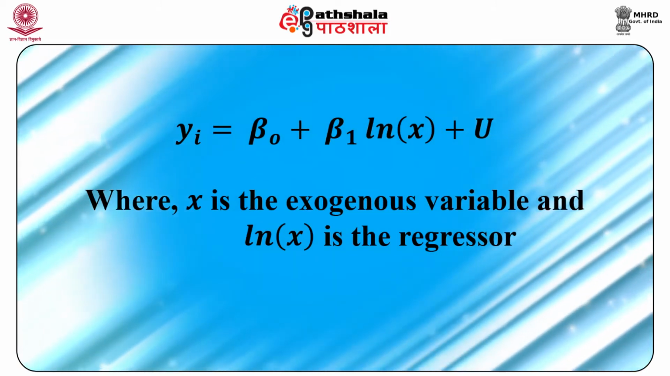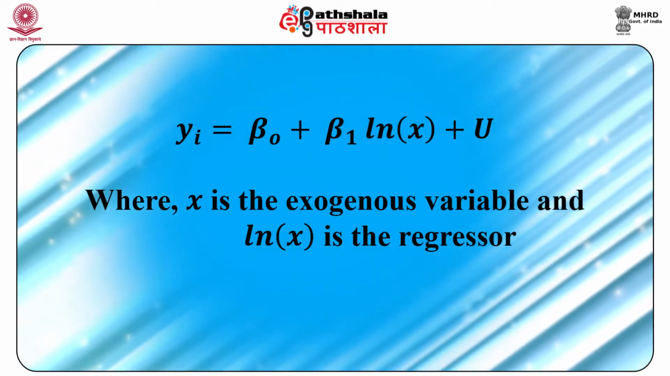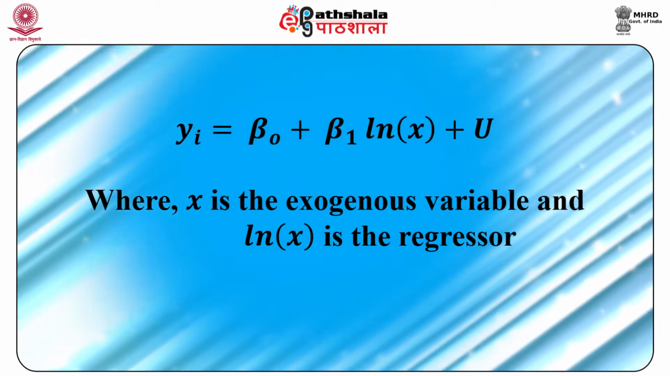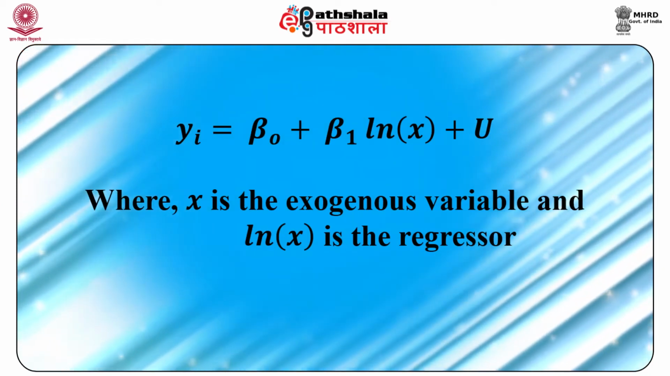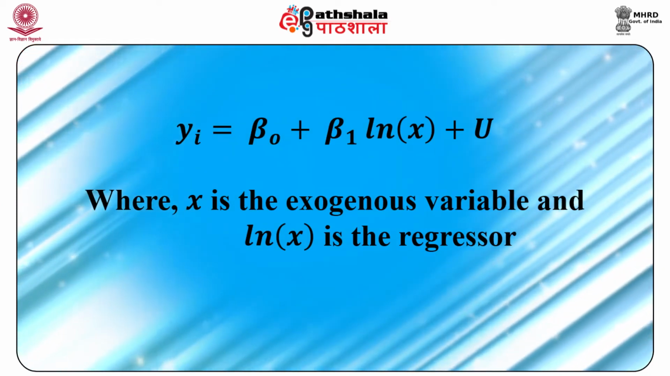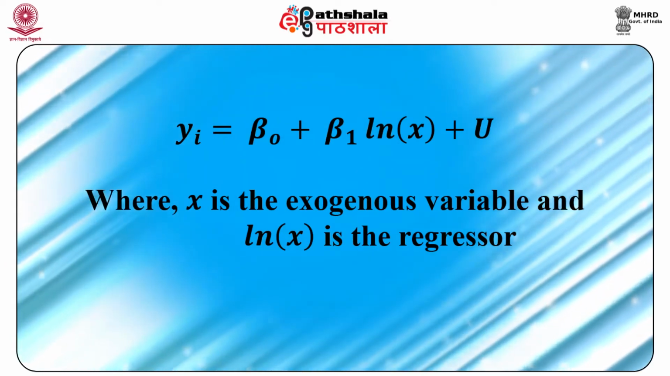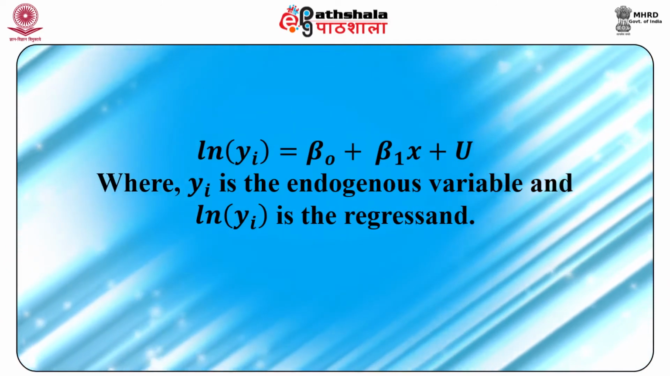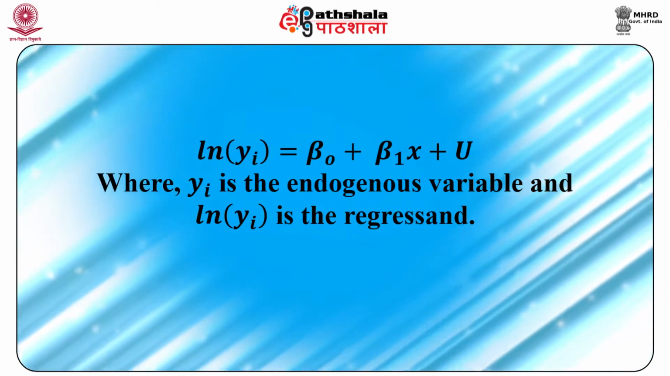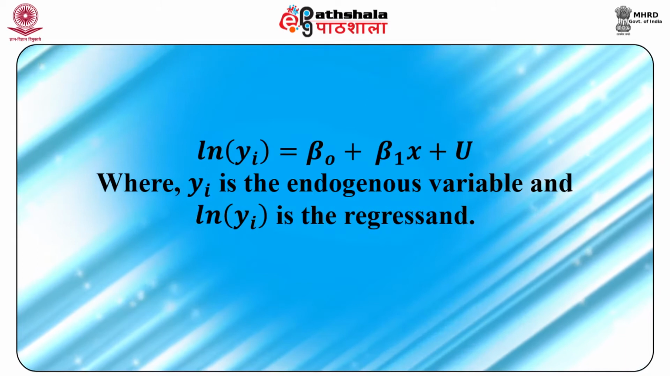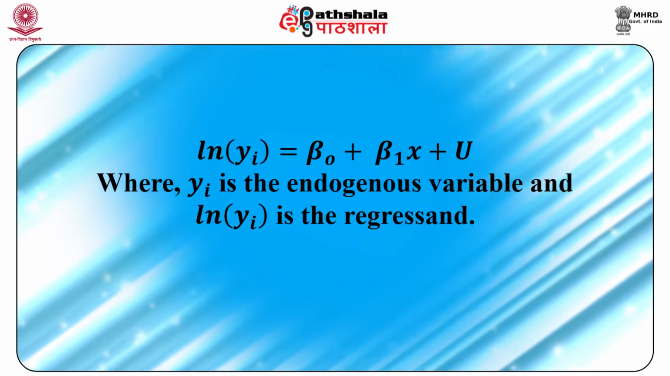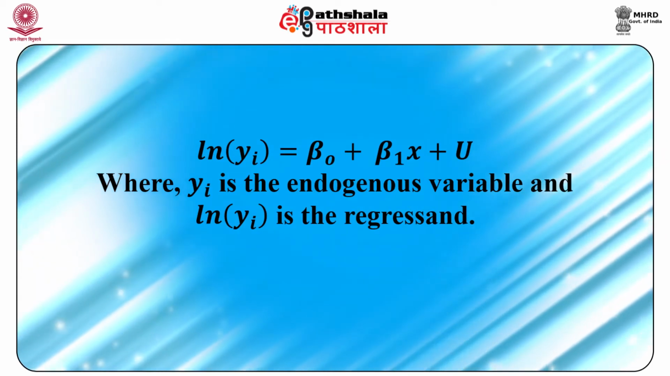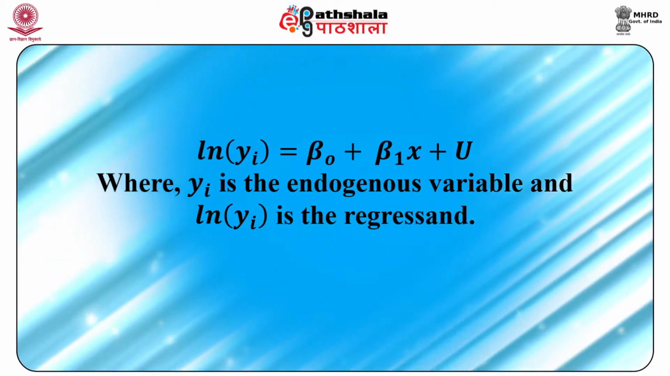So, let us presume that yi is equal to beta 0 plus beta 1 ln x plus mu i, where x is again the exogenous variable and ln x is the regressor. Now, take another regression model where we may have ln yi equal to beta 0 plus beta 1 xi plus mu i, where now yi is the endogenous variable and ln yi is the regressant.